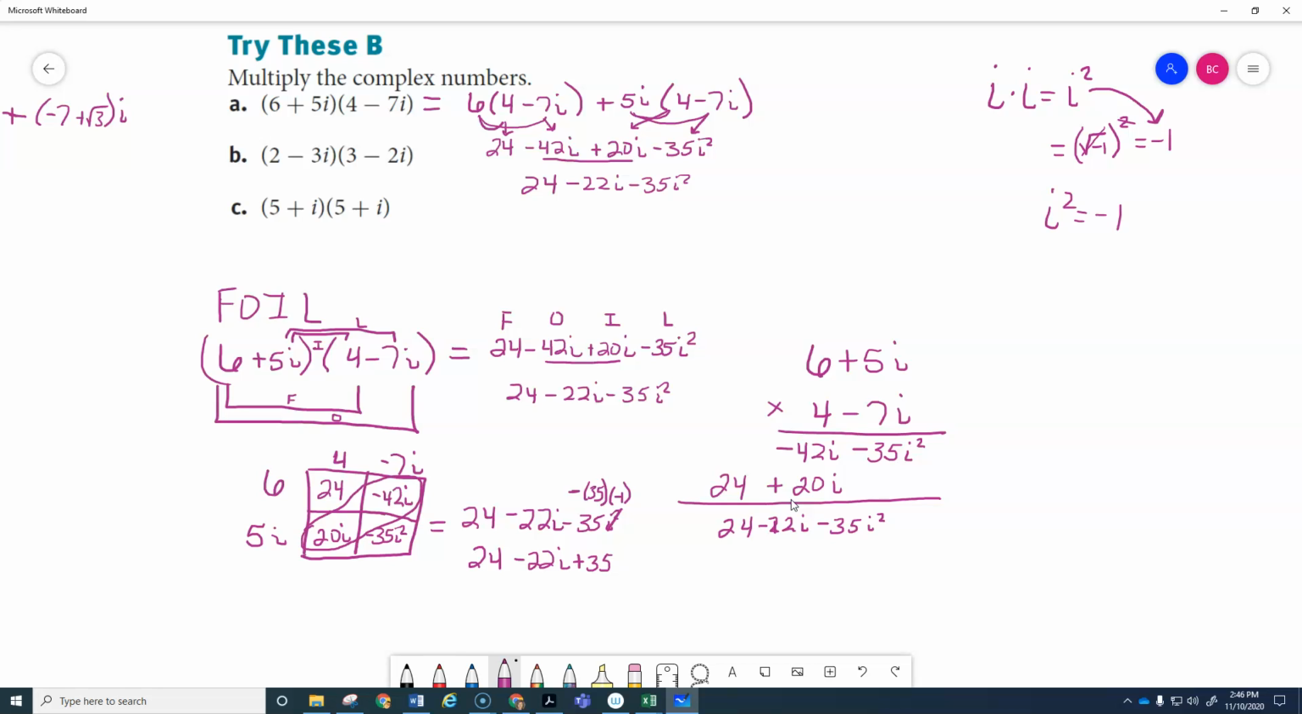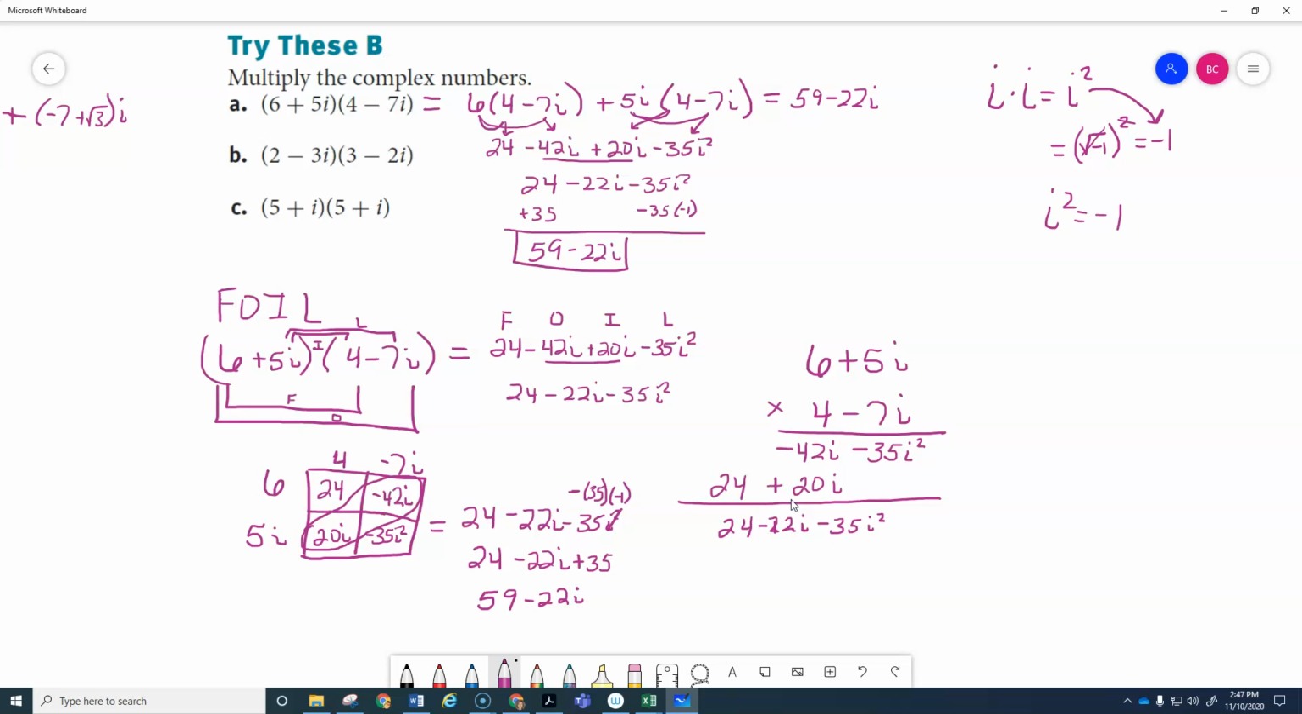So now these two numbers right here are like terms, and they can be put together. So what is that? 59 -22i. So the final answer to this one right here is 59 -22i. There's the real part, there's the imaginary part. Same thing happens with all of them. This becomes -35 times a -1. Negative times a negative becomes a +35. Put that +35 together with this one, and you have 59 -22i.